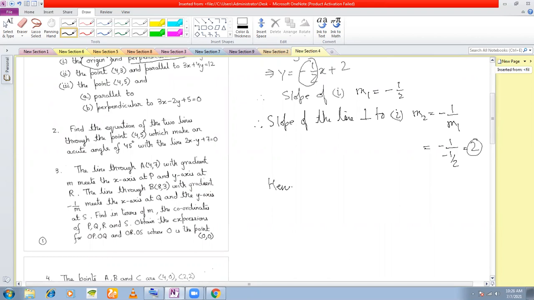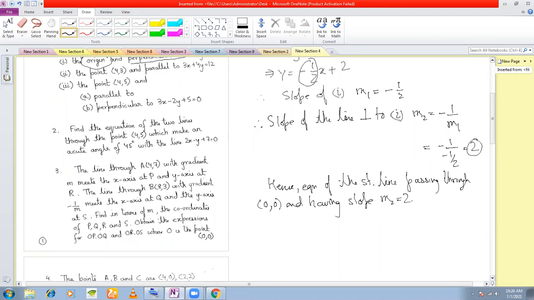Hence, the equation of the straight line passing through the origin (0, 0) and having slope m2 equal to 2 is y minus y1 is equal to m2 into x minus x1.